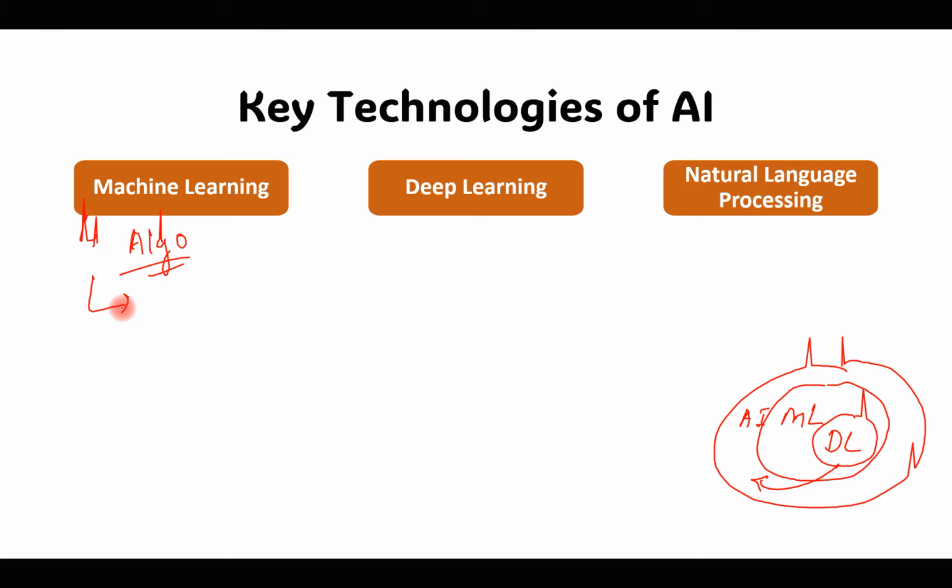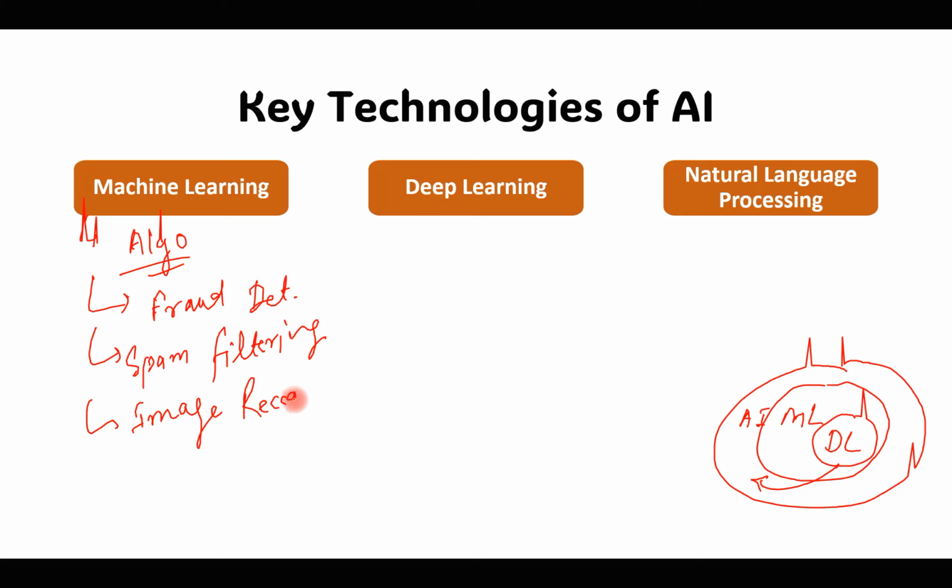If we talk about real-time use cases, machine learning can be used for fraud detection, spam filtering, image recognition, and speech recognition. So let me mention here: it can be used for fraud detection, spam filtering, image recognition, and speech recognition. These are the primary use cases of machine learning.